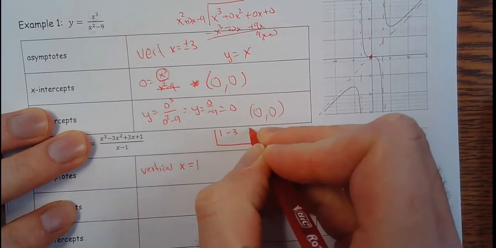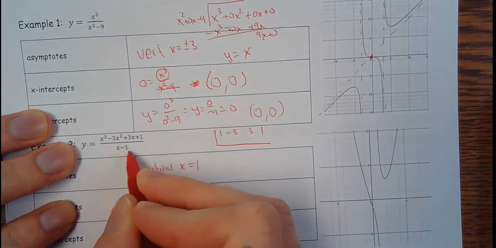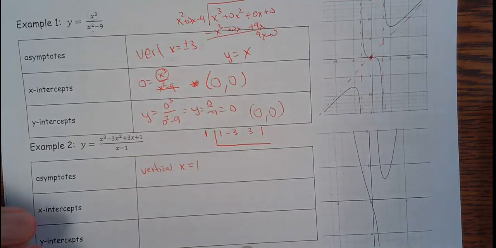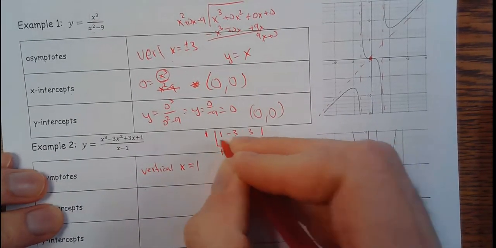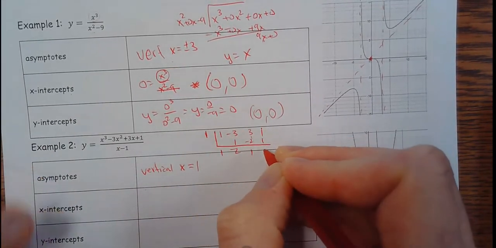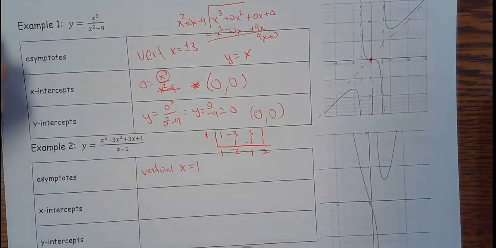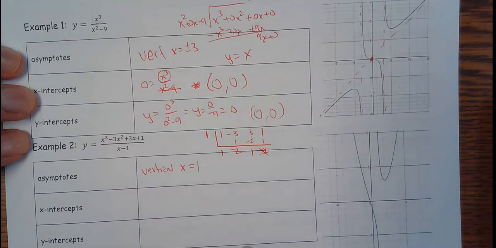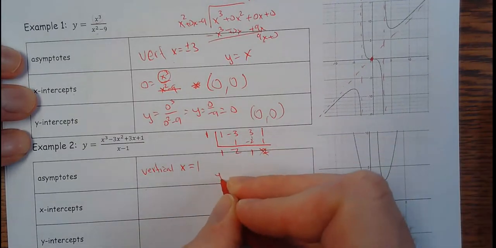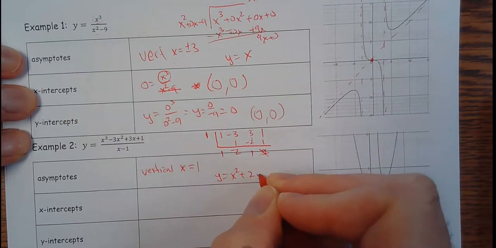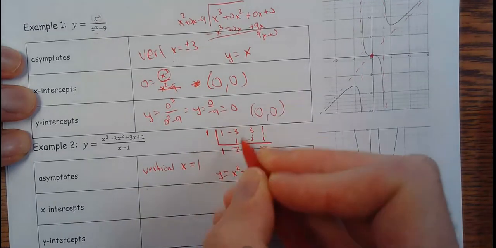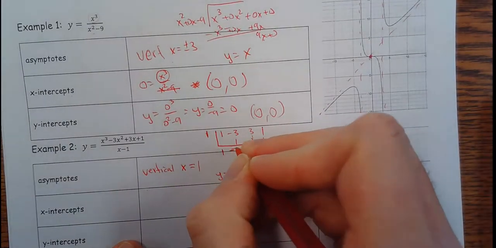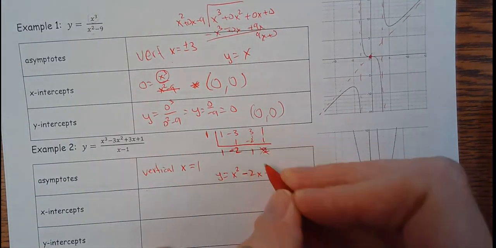So 1, -3, 3, 1. If I'm trying to divide by x minus 1, I'm going to use 1 as the root. Okay? So drop the 1, -2, 1, and 2. And remember, we disregard the remainder. When we're trying to find the end behavior asymptote, forget about the remainder. So this is going to be y equals x squared minus 2x. Let me get out my whiteout, I'll fix that. Okay, so this is a minus 2x, and then plus 1.